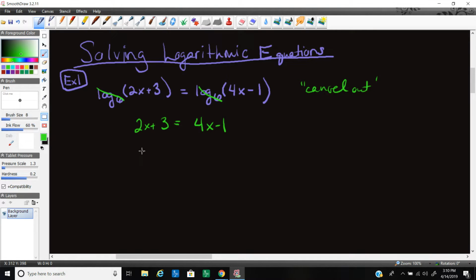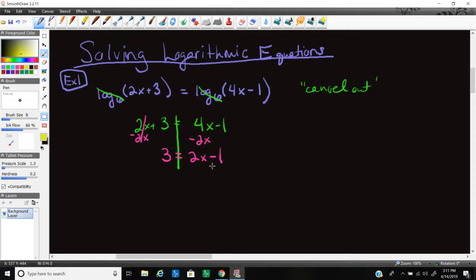Essentially, whatever's inside the parentheses, okay? At this point, this is just algebra 1, so all we have to do is isolate the x values and solve for x. So we're going to go ahead and do that. We're going to get rid of the 2x first right here because I don't want any negatives. So I'm going to subtract 2x from both sides. That gives me 0 here. I'm left with 3 is equal to 4x minus 2x is 2x. And I bring down the minus 1.